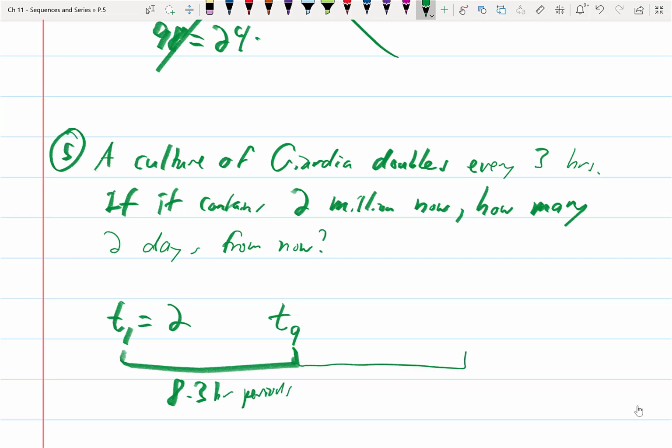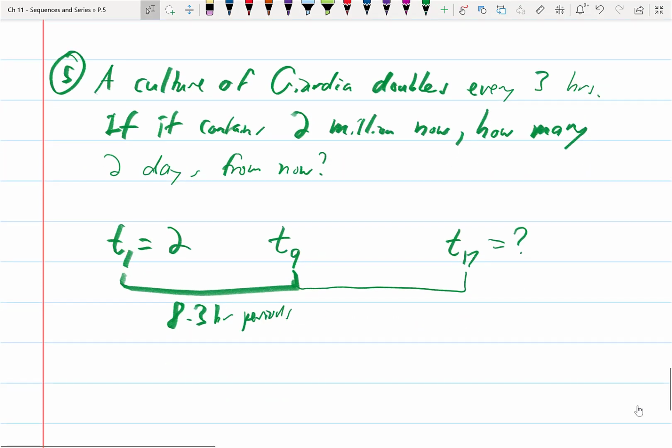Now, what would there be in 2 days? T sub 17. So I'm really asking, T sub 17 is what? So we can do this now. Why 17? 17 because it says 2 days. How many would there be 2 days from now? So if 1 day is 8 3-hour periods, we add 8. Another day, 8 more.